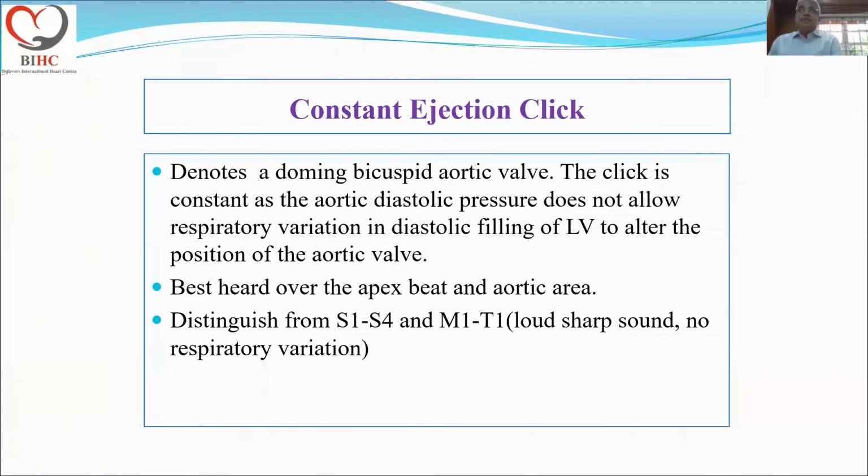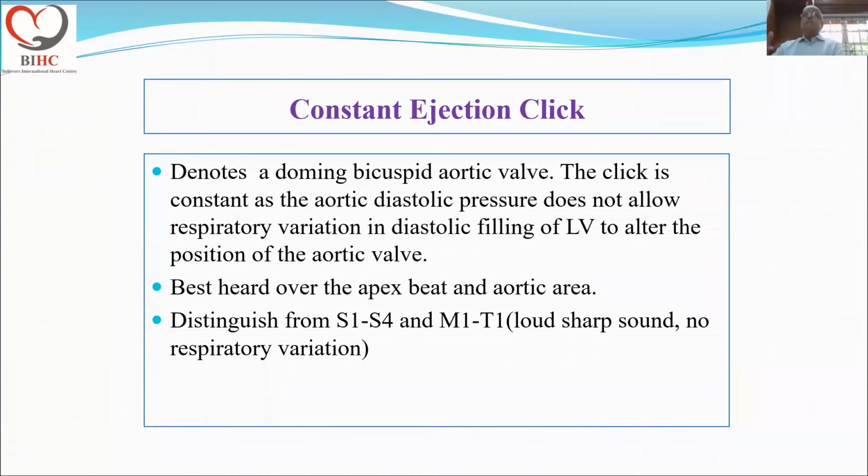Now a constant ejection click. We are speaking of a phasic click so far. A constant ejection click is a feature of a bicuspid aortic valve. Why is it constant as against the phasic click of valvar PS? If there is valvar AS, it will remain constant.